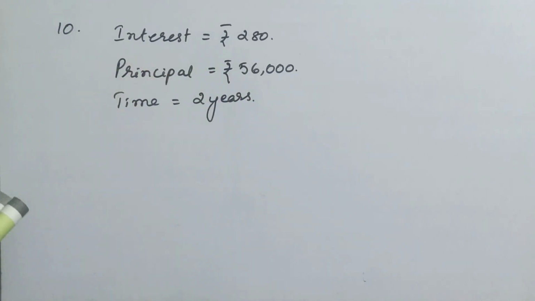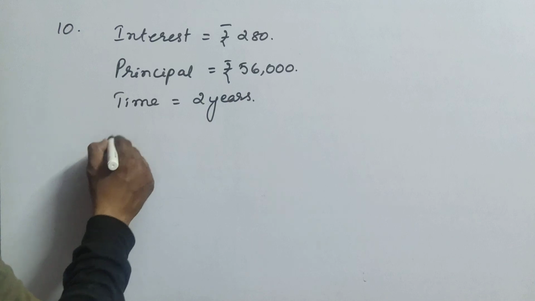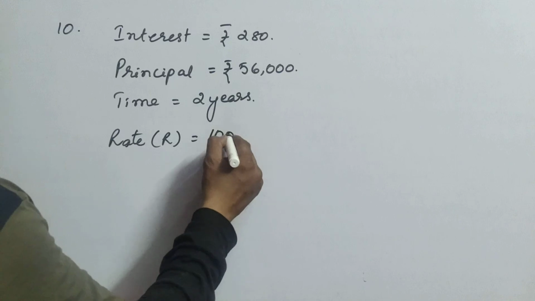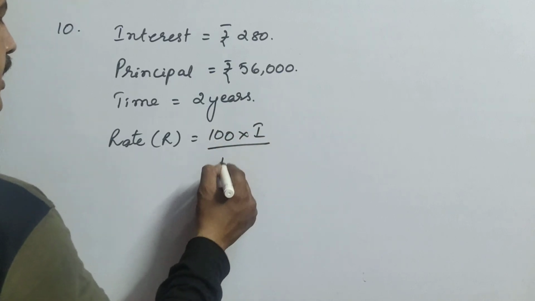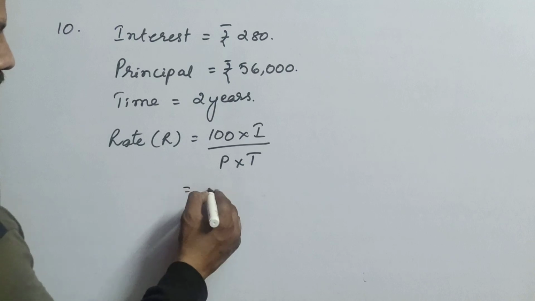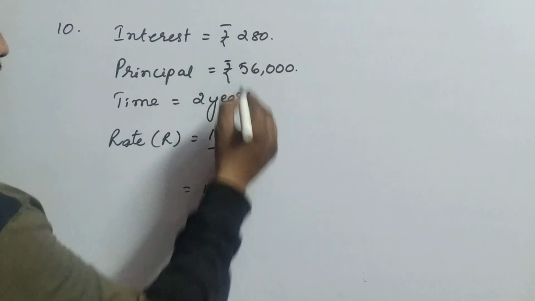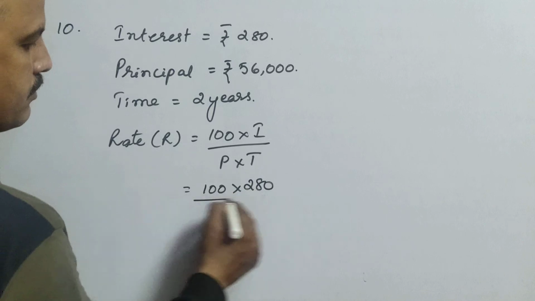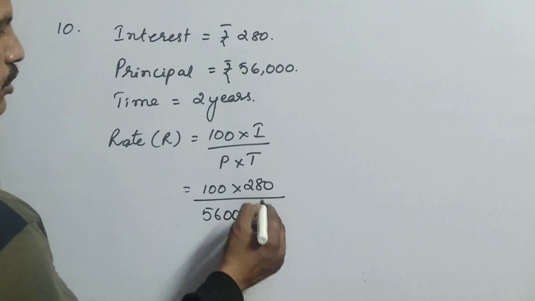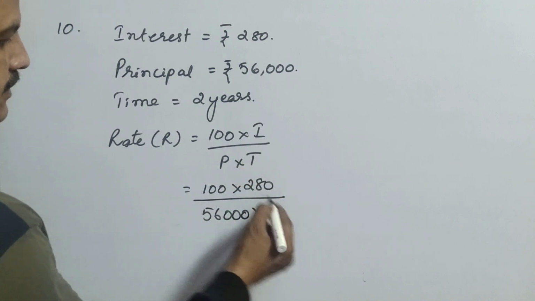Now what we have to find here is the rate. Rate means R. As I told you, for rate there is a direct formula. Rate R equals 100 into I by P into T, principal into time. Now 100 into I, that is 280 rupees, by P, principal 56,000, into time, 2 years.